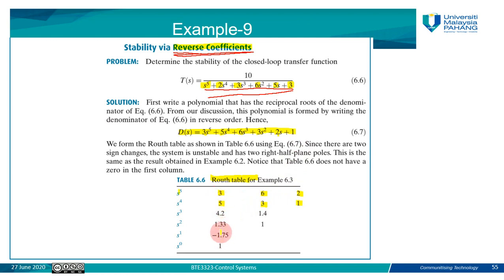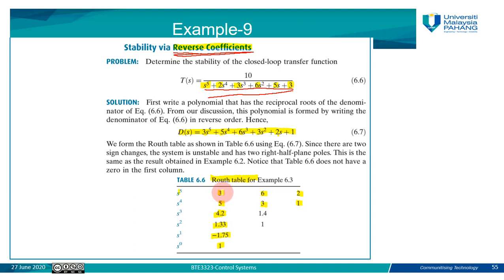When we find the rest of the elements for this column, we are not going to find 0 here. No more 0, it's 4.2. No more 0, it's 1.3. No more 0, it's 1.75 and 1. So by reversing the coefficients, we got new values which do not include the 0. So we overcome the problem of 0, and it's easy for us now from this Routh table to decide whether our system is stable or not.